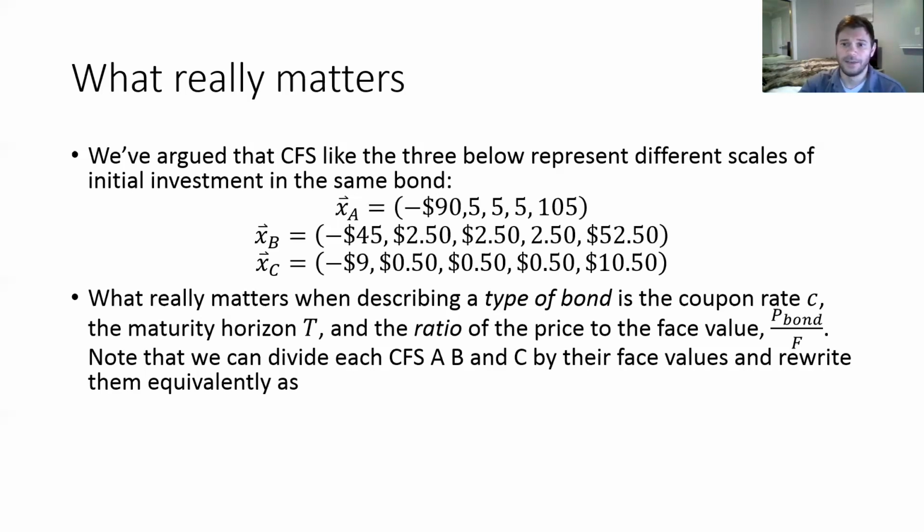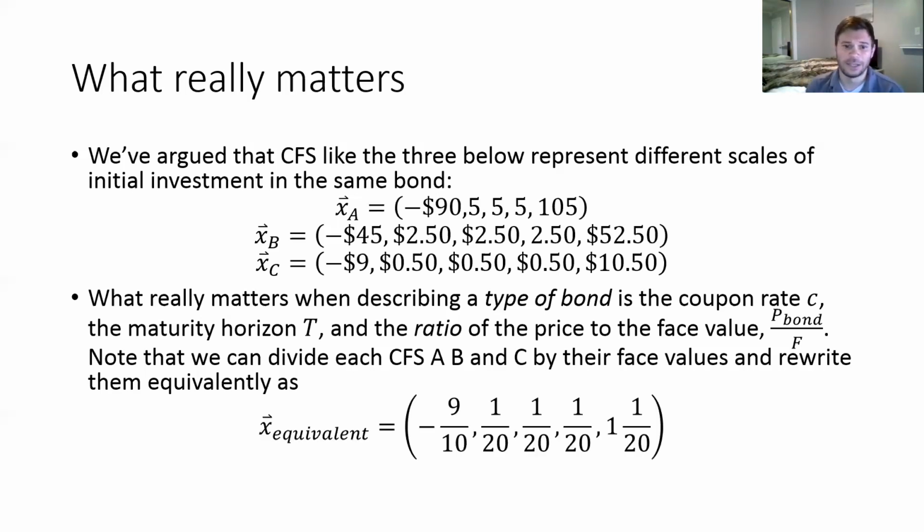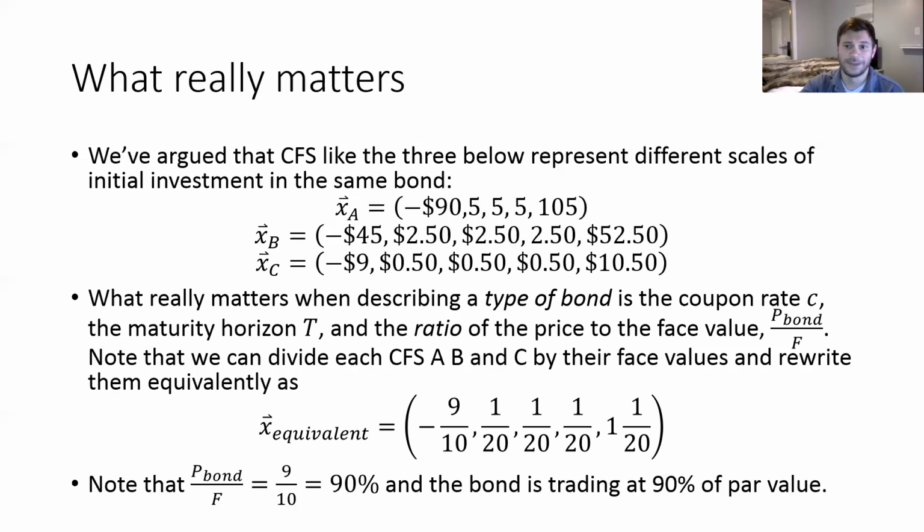And then if we had done that in all 3 cases, we would get the equivalently scaled cash flow stream, which involves the price of the bond as measured relative to the face value at 90%. So here we would say the bond is trading at 90% of the par value. The price of the bond is below the par value. And we can do this for any bond. Just because we're spending different amounts doesn't mean we're buying different bonds. We could just be making different sized investments in the same bond.